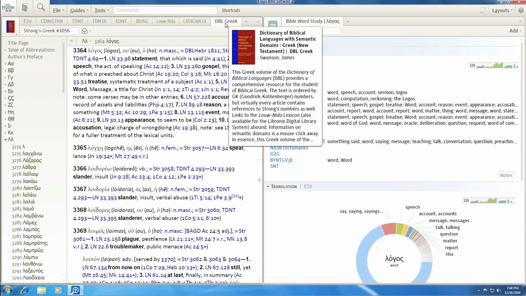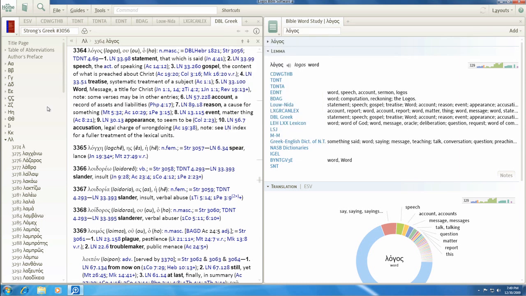DBL Greek stands for the Dictionary of Biblical Languages with Semantic Domains for Greek, and this is of the New Testament. Now this dictionary, like many of the other ones, is organized alphabetically. That may have been a little confusing since in the title you heard semantic domains. You might have expected that this dictionary would actually be organized by that information, but instead semantic domains have been integrated into the dictionary entries themselves.